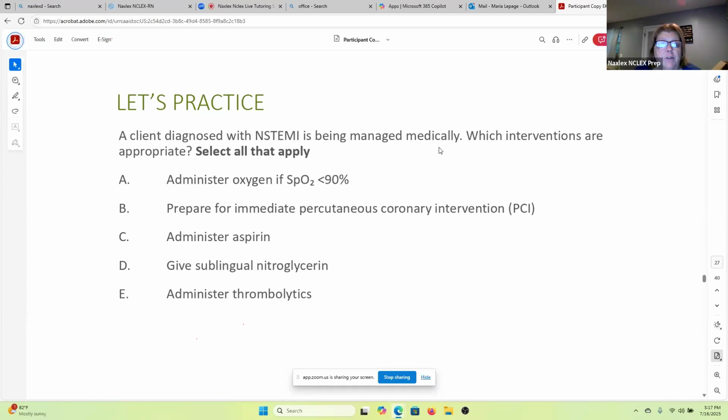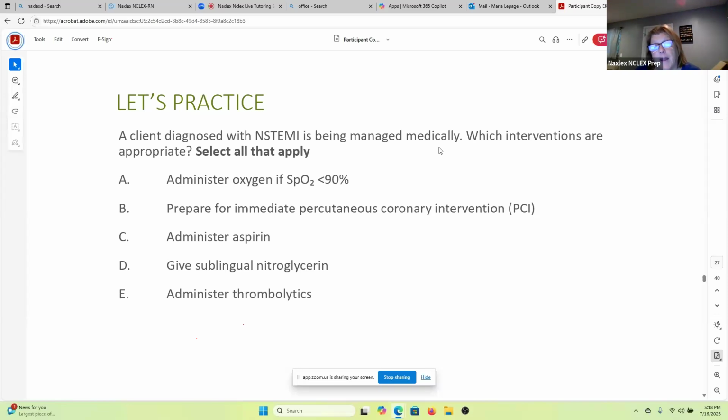So the correct answer for your non-STEMI that's being medically managed, we are treating them with MONA. Remember, morphine, oxygen, nitro, and aspirin. So your correct answers are A, C, and D.